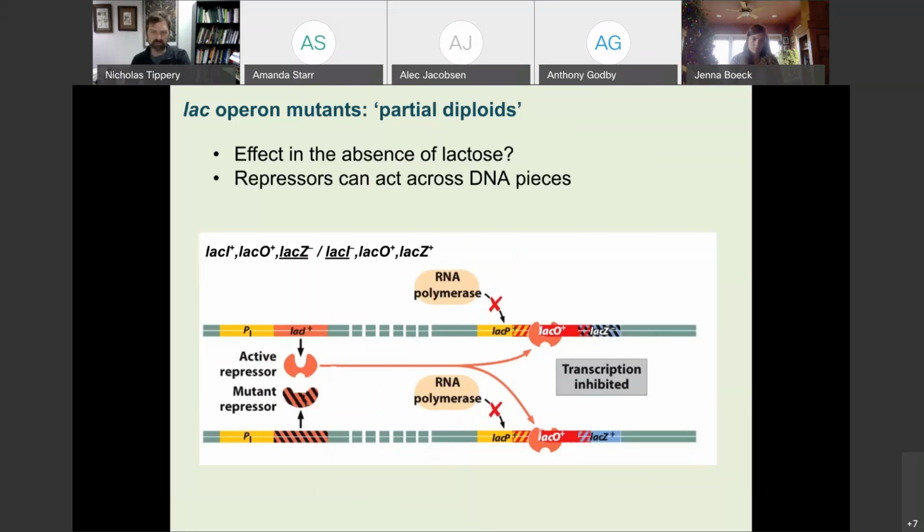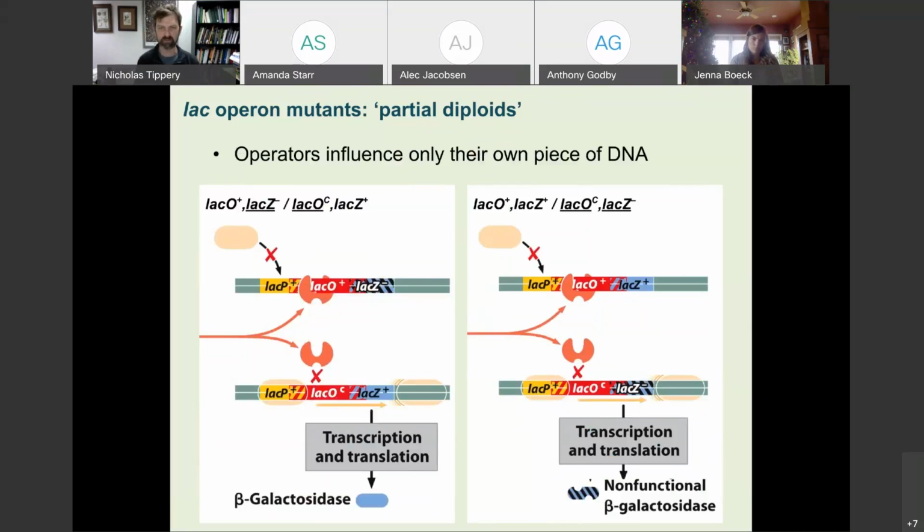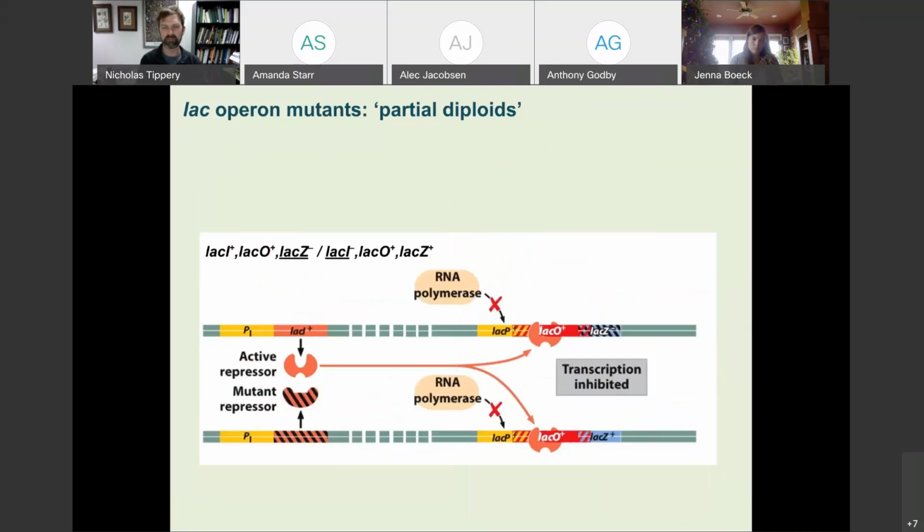These 2 examples I have labeled as partial diploids. I think that's how your book calls them. It's basically a cell that artificially has 2 versions of the Lac Operon system, you know, for science.